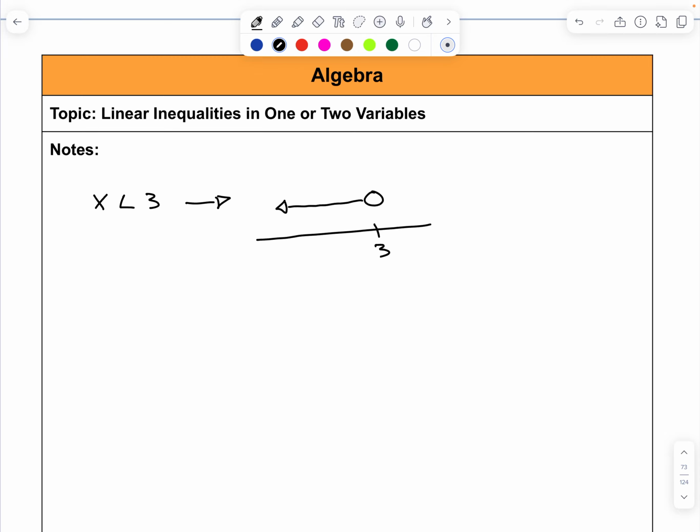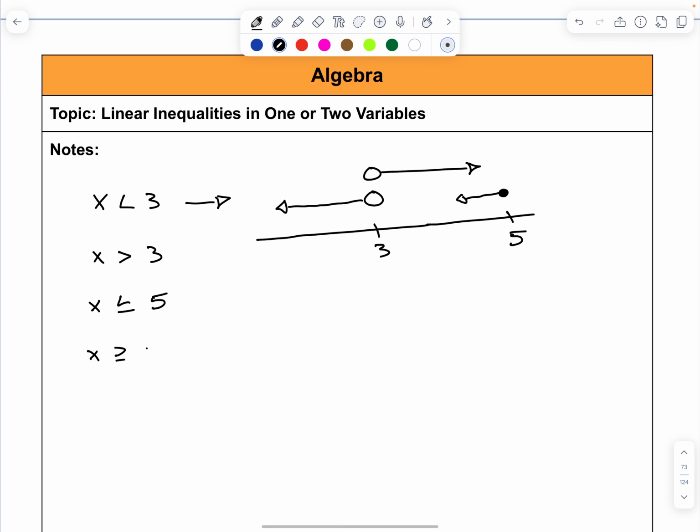If x is greater than 3, again, we're going to do an open circle and then everything to the right. Let me just pick a different number. If x is less than or equal to 5, this means a closed circle and to the left. It can be anything less than, and it also could include that number. Same thing here, it could include that number and it could go above it.